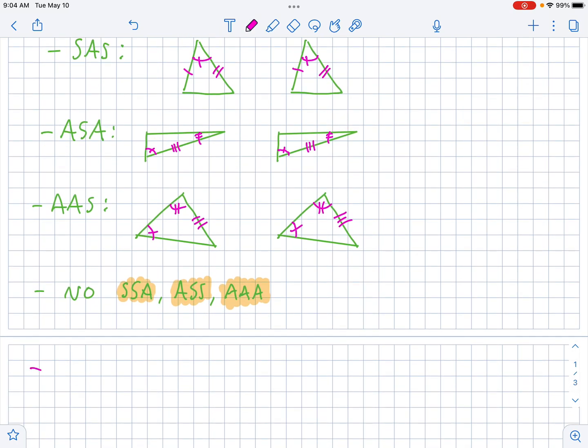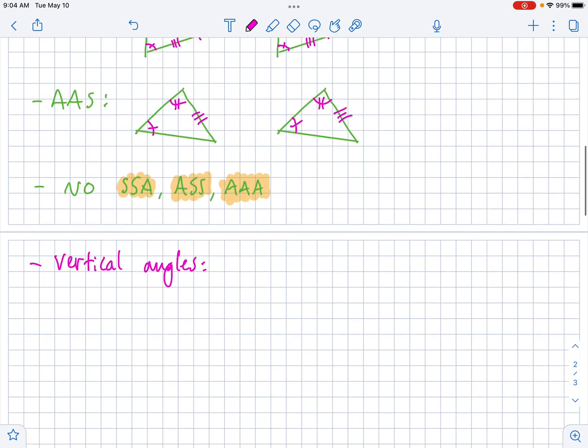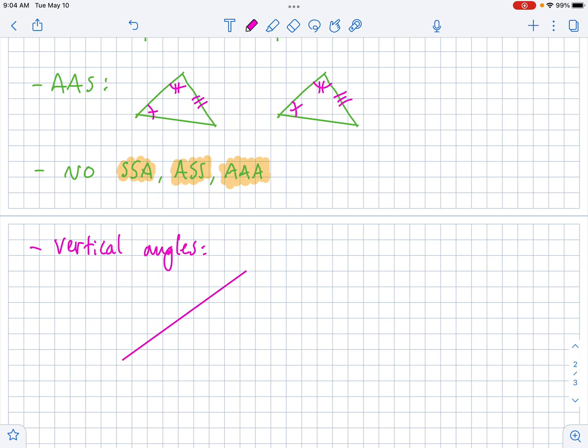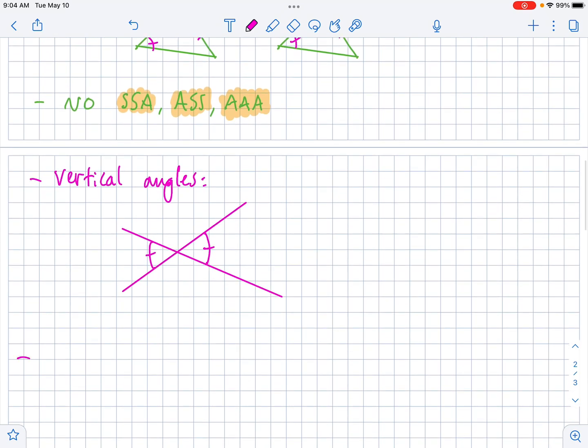Also, things that seem to keep coming up are vertical angles. So remember, vertical angles are like if you have two lines that cross like this, this angle is congruent to this angle. So anytime you see vertical angles in a figure, you can go ahead and mark them as congruent and then use them in any triangle congruency that you're trying to do.